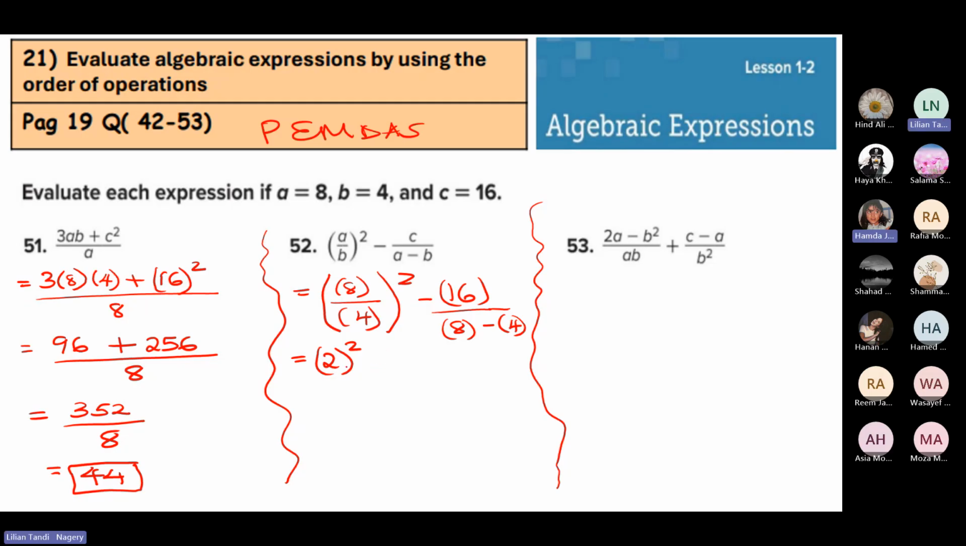The answer to this is 2 squared minus. Then we do, wait, 8 minus 4. 4. Okay, continue. 16 divided by 4 becomes 4. Why are you starting on the left, Hamda? We read left to right. Oh, okay.